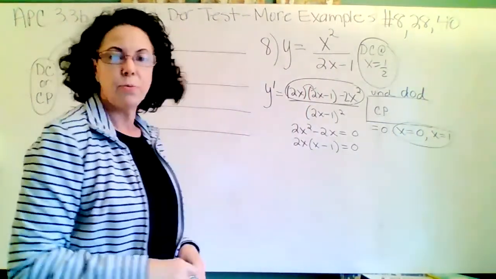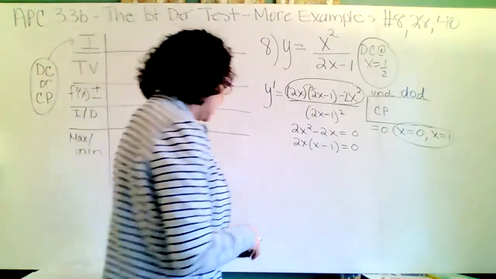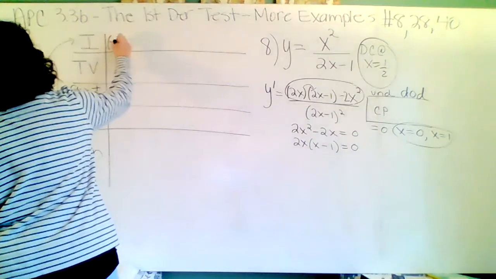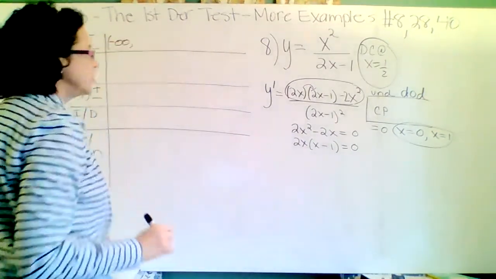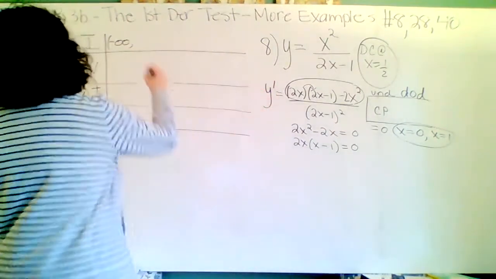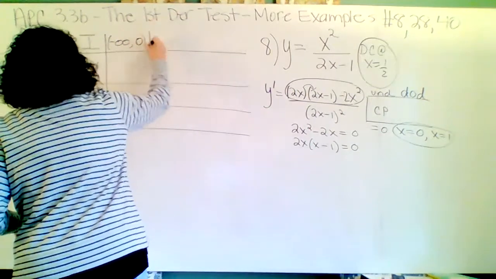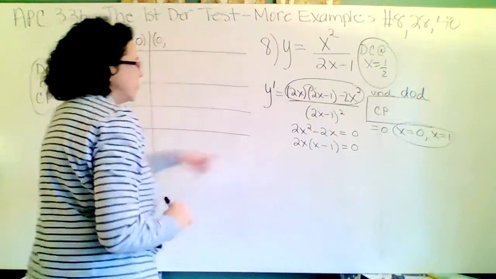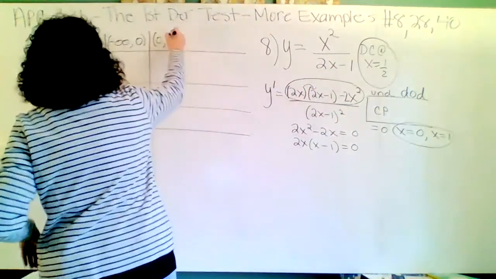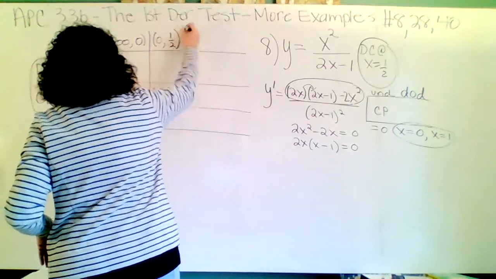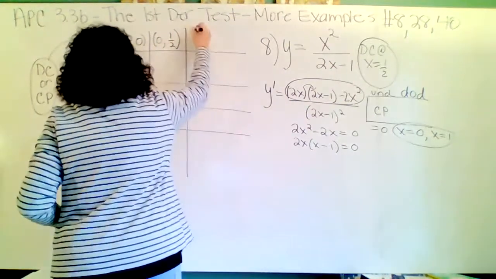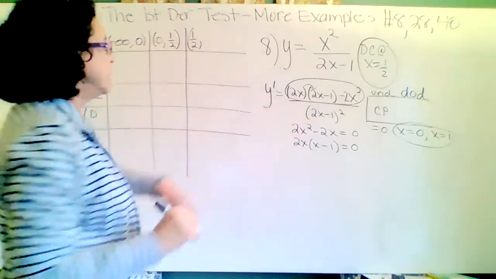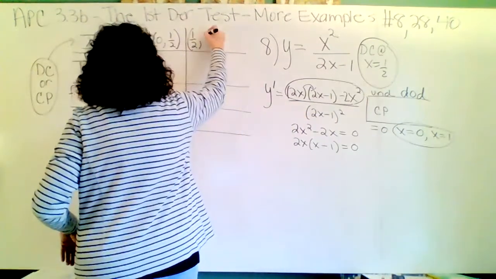And now I'm ready to break up my intervals, right? So my intervals go, my lowest x would be negative infinity. And I first get stopped by a 0. I will start at 0. And I will get stopped by the discontinuity at 1/2. I will start at 1/2 and I get stopped by the critical point at 1.